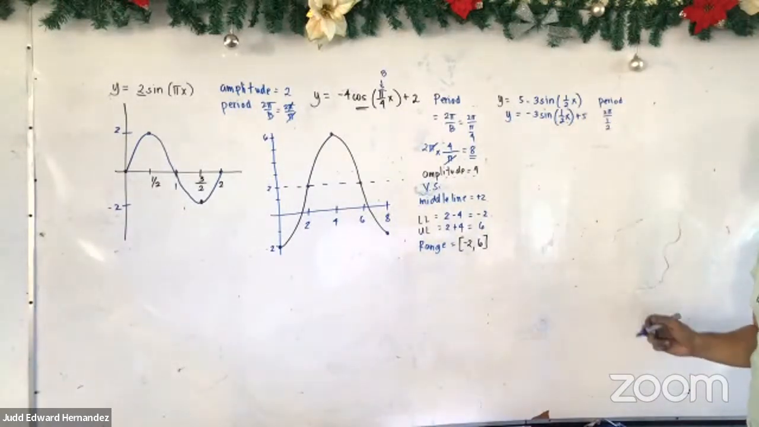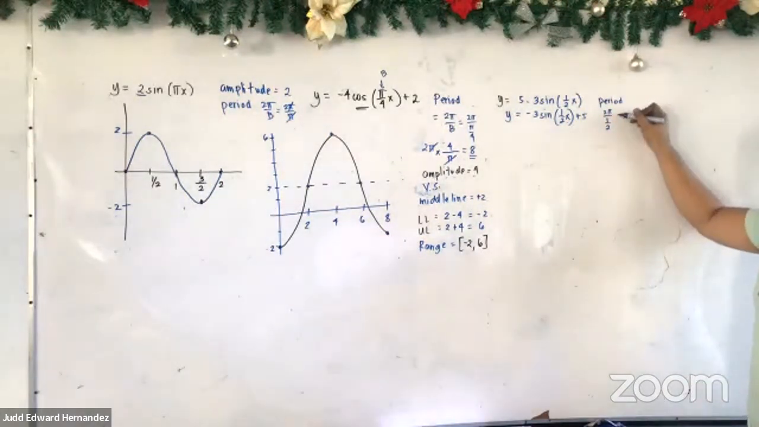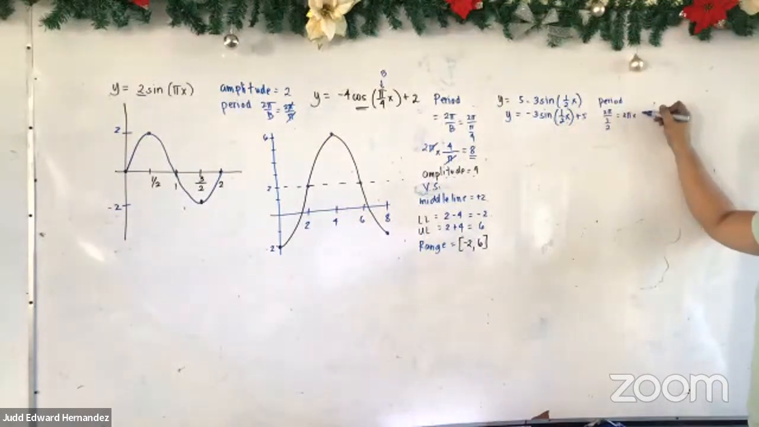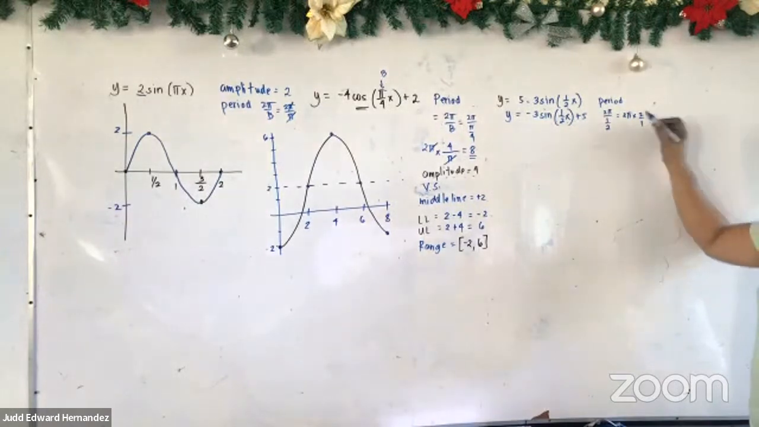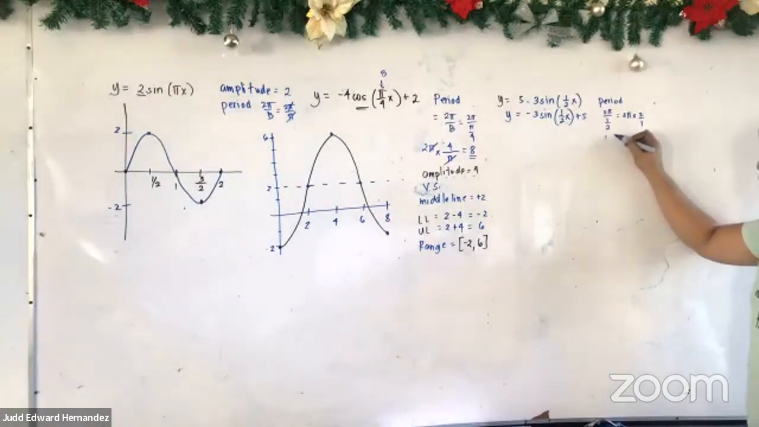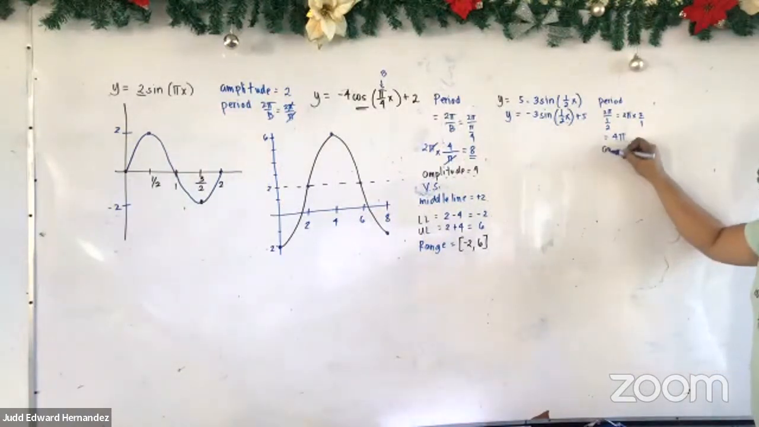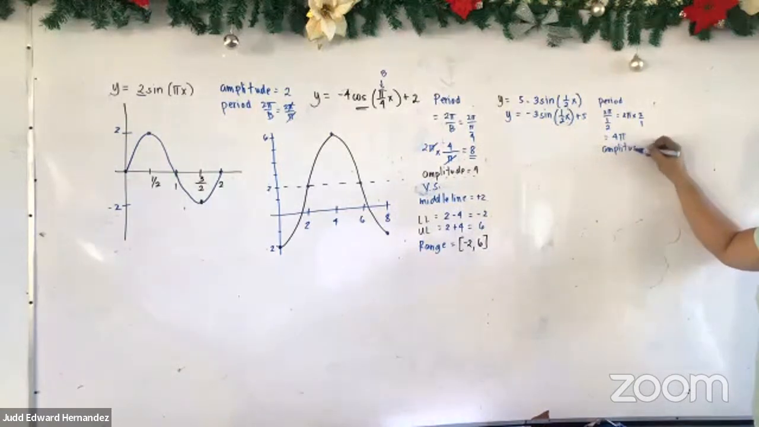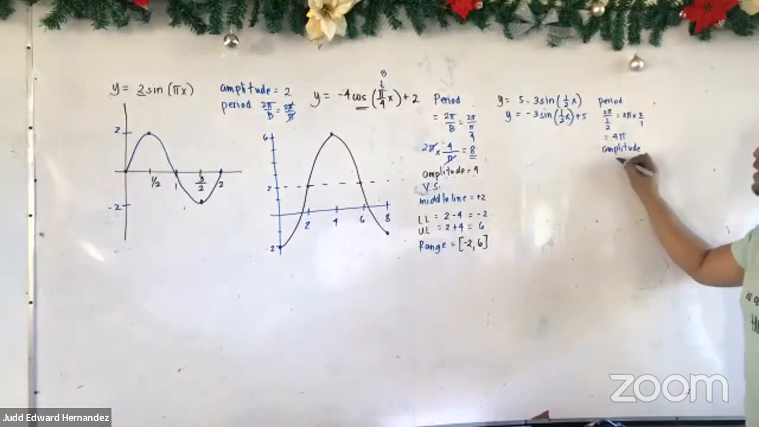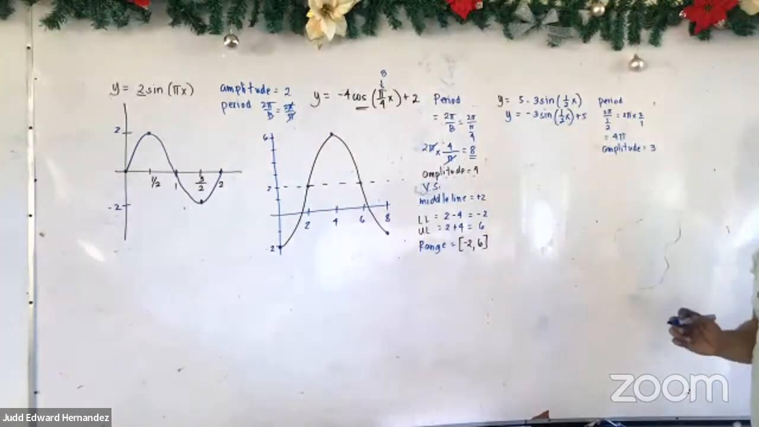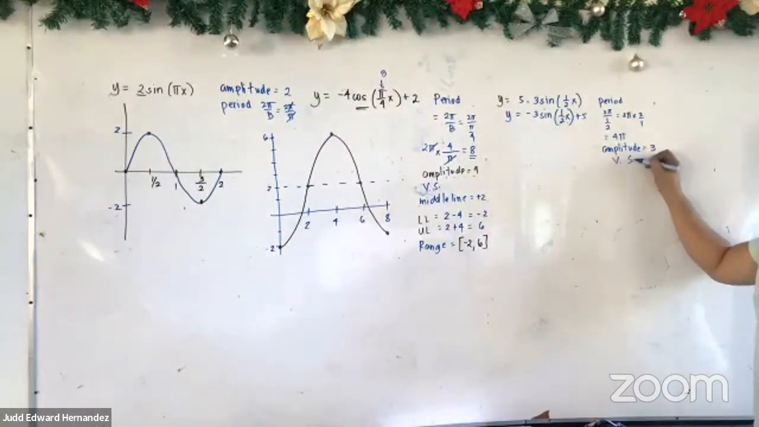Tama po ba? Yes or no? Yes po. Therefore, it is now equal to 2 pi times 2 over 1. And this becomes 2 pi times 2. Therefore, our period is 4 pi. Okay. Our period now is 4 pi. Our amplitude becomes 3. Okay, it becomes 3. And then, after that, we will be able to get the vertical shifts.